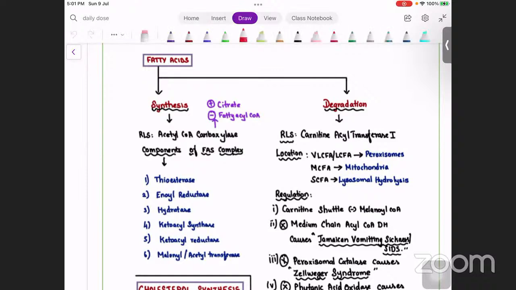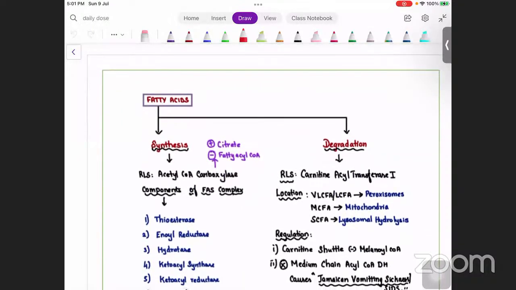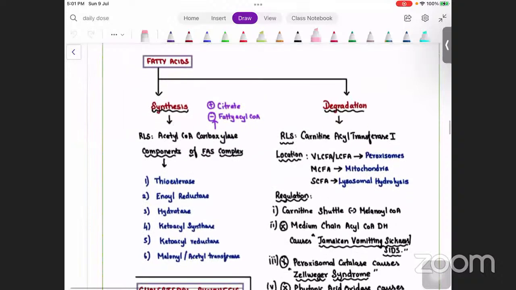Number one is your fatty acid. Today the first topic we are going to talk about is fatty acids, both synthesis as well as degradation. For fatty acid synthesis, a step-by-step pattern won't work, so we have important highlights that you have to remember. What are the highlights you have to remember in terms of fatty acid synthesis?